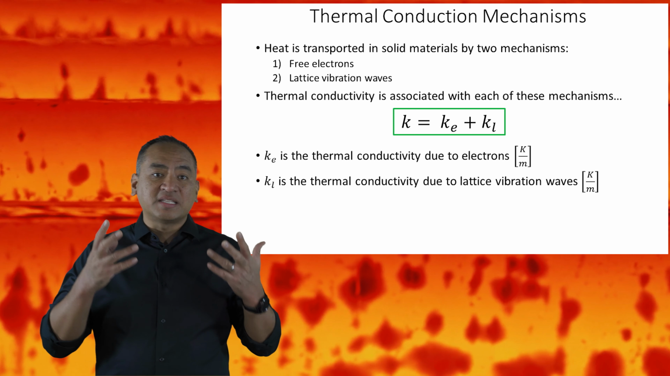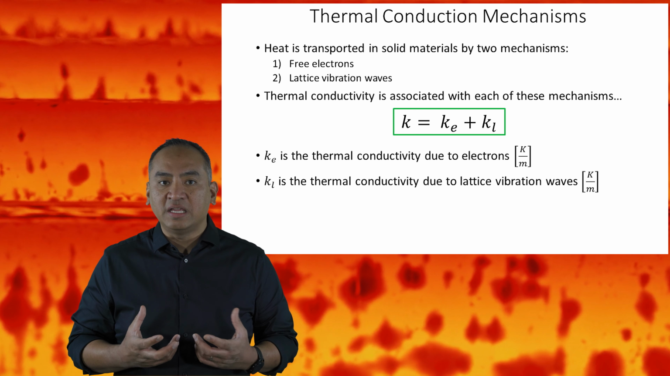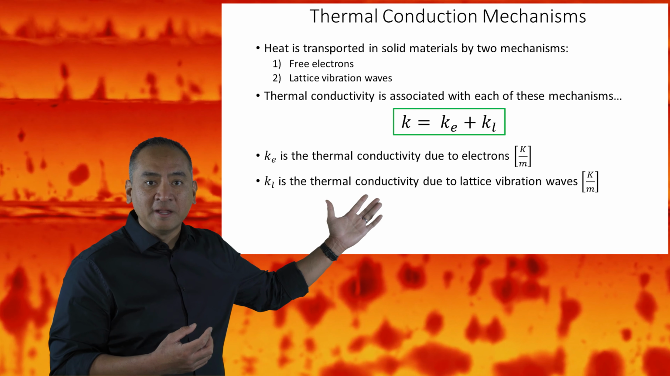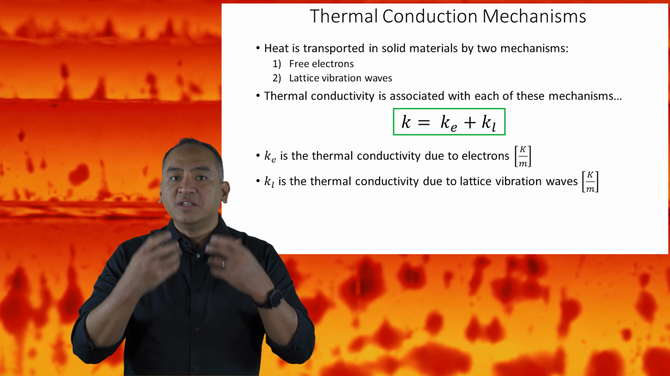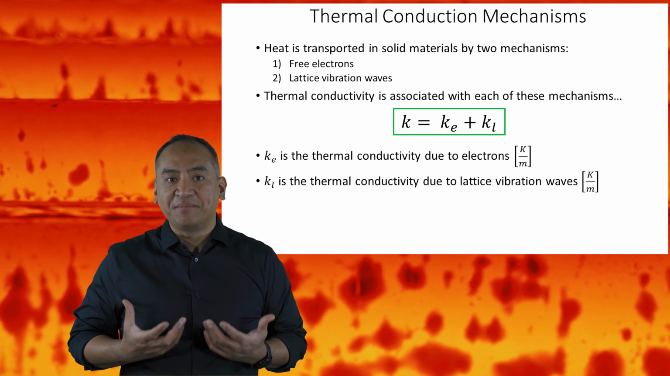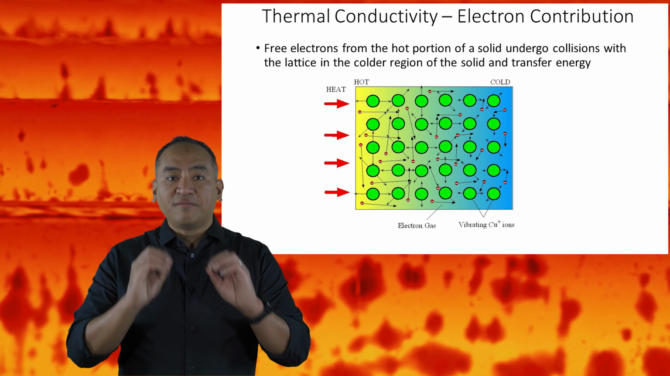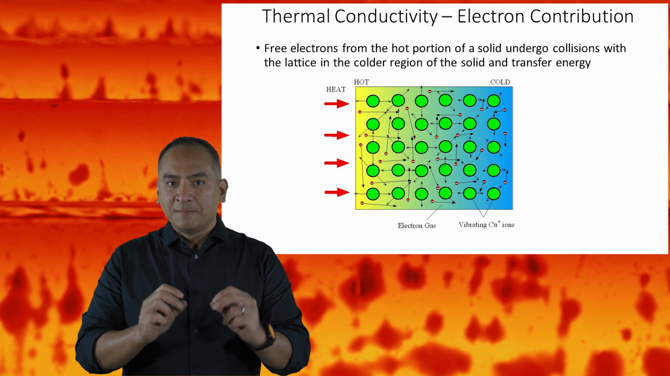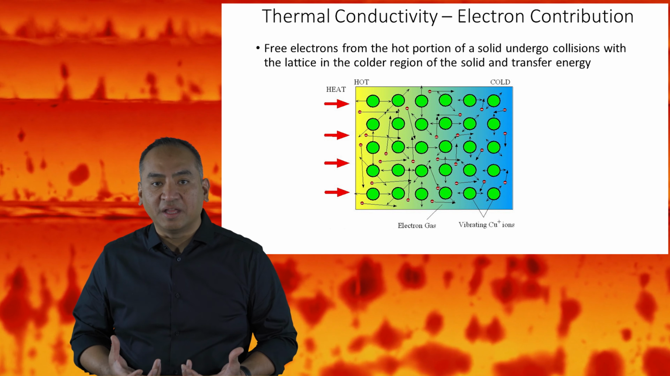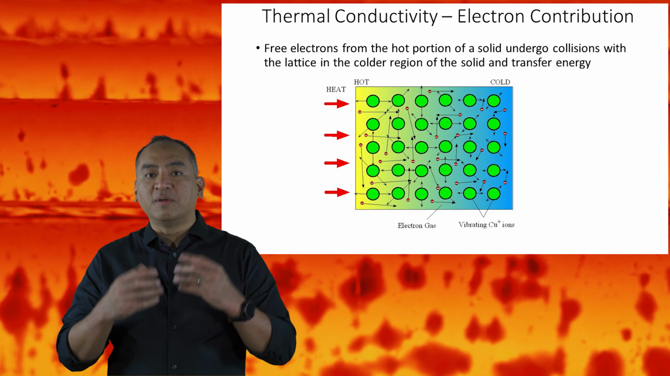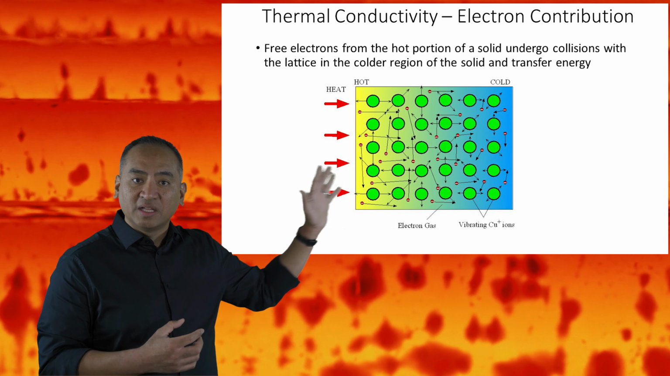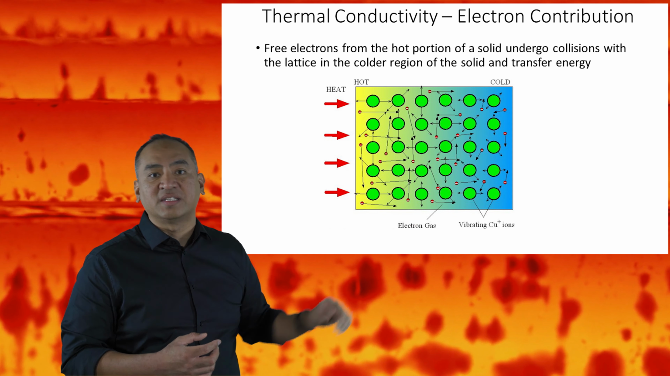K is actually the sum of the thermal conductivity due to electrons, which is shown here as K sub E, and the thermal conductivity due to lattice vibration waves, which is shown here as K sub L. Let's focus on electrons. Free electrons from the hot portion of a solid absorb energy in the form of heat and transfer that energy through collisions with electrons in the colder region of the solid.